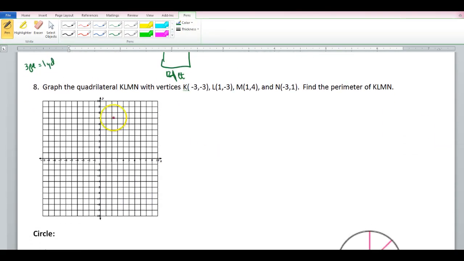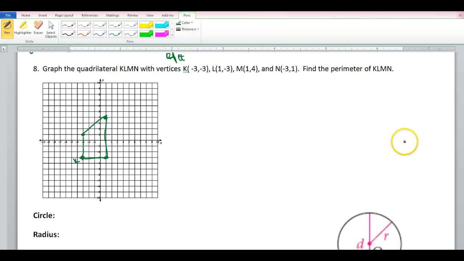Okay, next one. If we graph this quadrilateral here and are asked to find the perimeter, I'm going to plot all of these points. So we have -3, -3, it's point K. And we have 1, -3. And we have 1, 4. We have -3, 1. And this is the diagram we get. Now this isn't a perfect rectangle or anything like that, but all it is asking for is the perimeter.